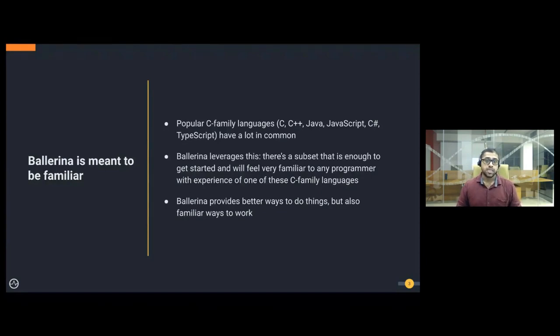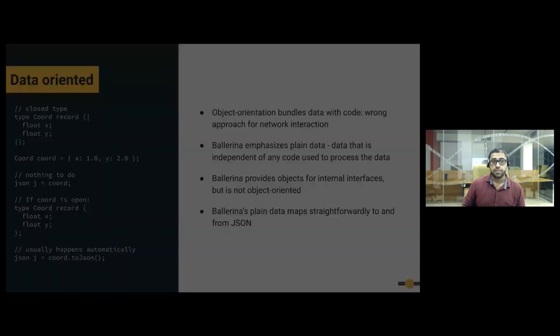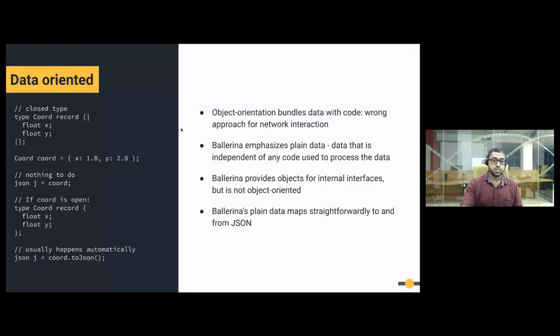Ballerina is designed to be easy to learn, leveraging common language subset from popular languages like C, Java, TypeScript, etc. On top of that subset, Ballerina provides more ways to be productive and be secure when you are developing programs for the cloud. Let's look at some high-level features of Ballerina. We believe that it's much easier to program the network interactions with plain data rather than having behavior attached to them. But Ballerina do have object-oriented features such as classes, virtual dispatch, and type inheritance. However, we encourage developers not to overuse them.